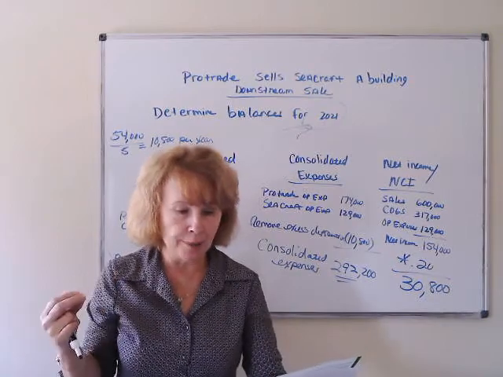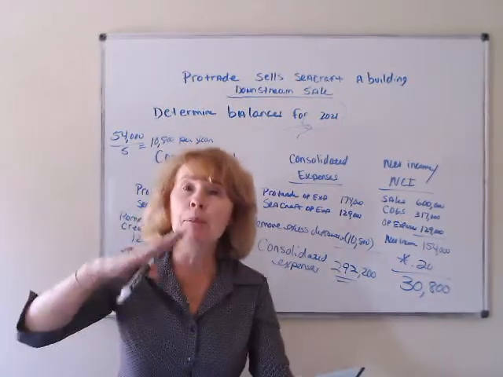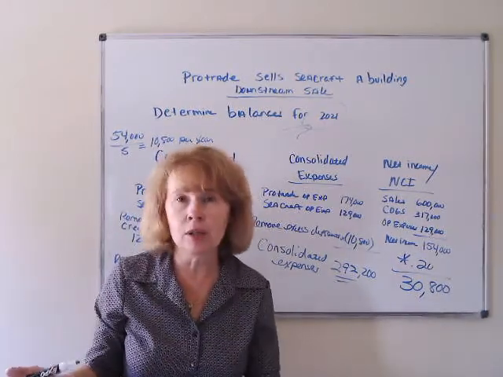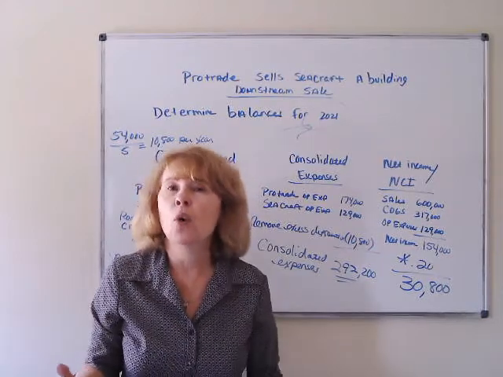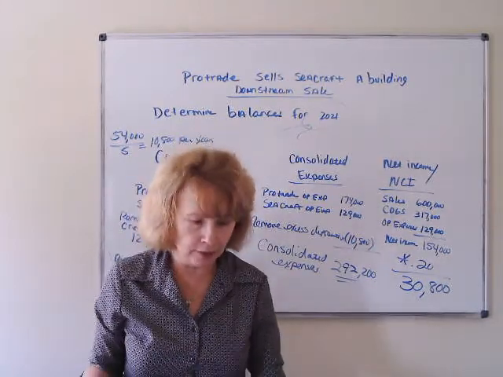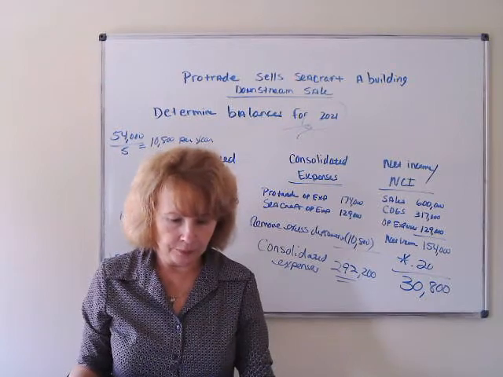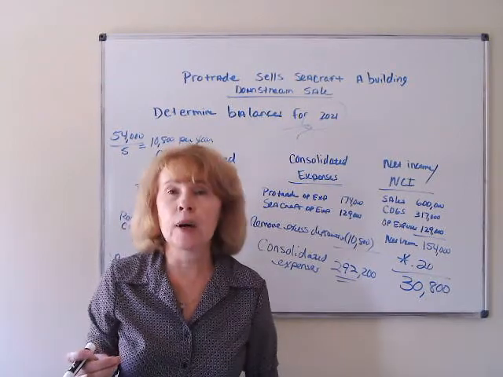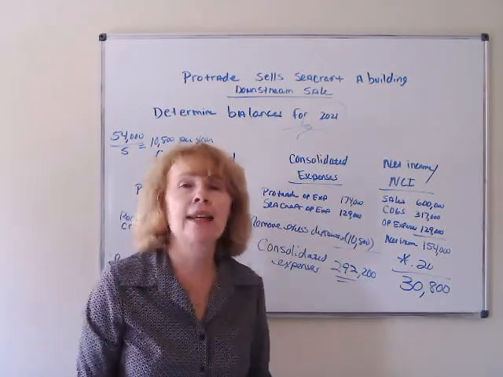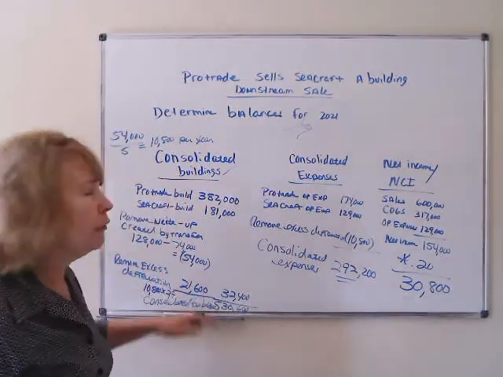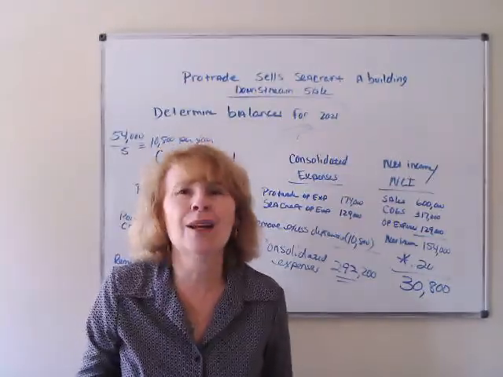So basically, your textbook doesn't call it a gain, but it's a gain between the parent and the sub. All right, so what happened? The parent had a book value of a building on their books for $74,000. Well, they sold it to this subsidiary for $128,000. Basically, that's a gain of $54,000. Well, they can't recognize that gain.